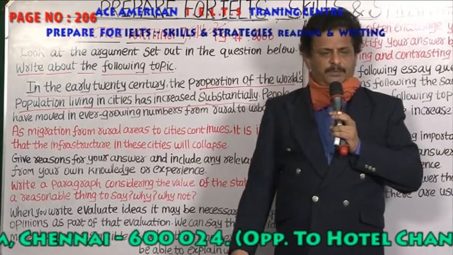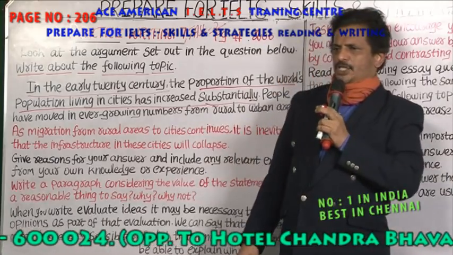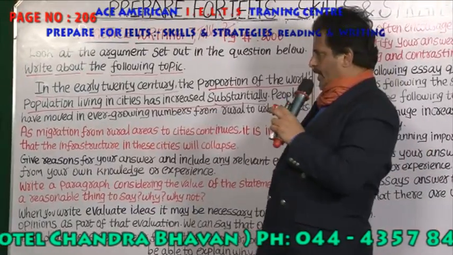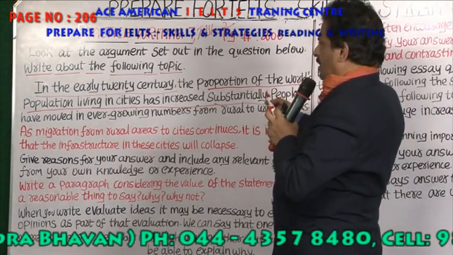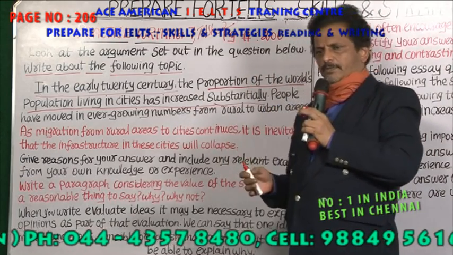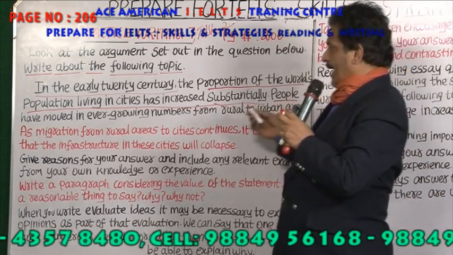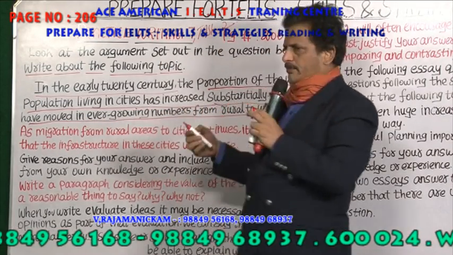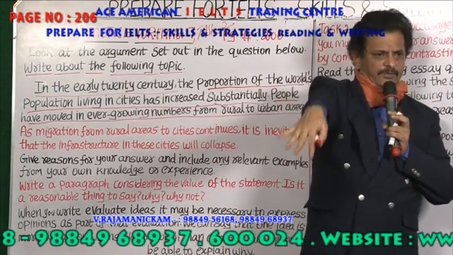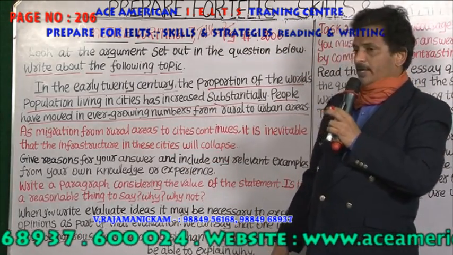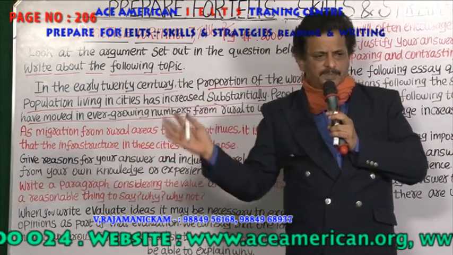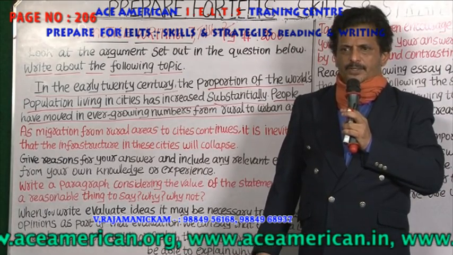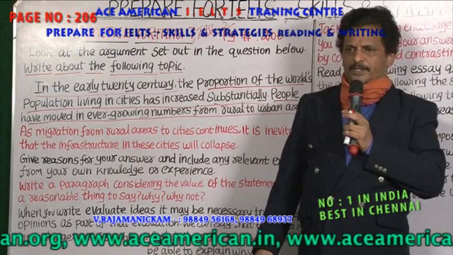So in earlier days, people were living in villages. But now, as cities grow, people started migrating from villages to cities. You agree with that point? Substantially means to an extent, quite a large number of people migrated. So people have moved in ever-growing numbers from rural to urban areas, from village to city. Ever-growing means what? It keeps growing. Its number keeps increasing. There is no decrease in any year. Every year it keeps going up and up and up.